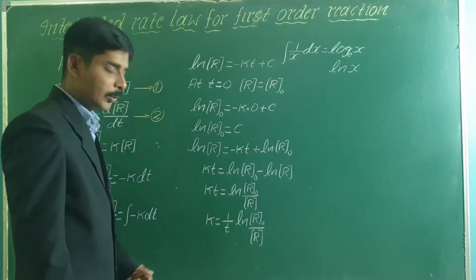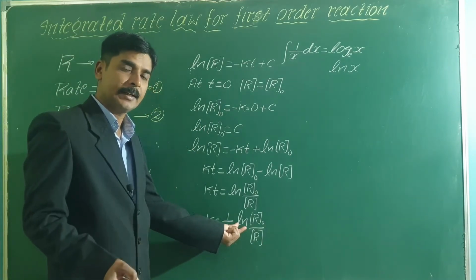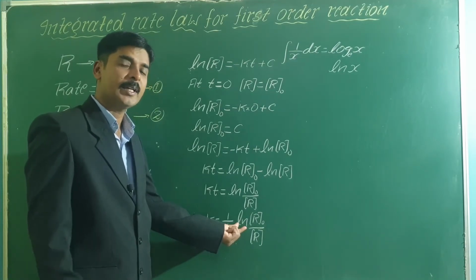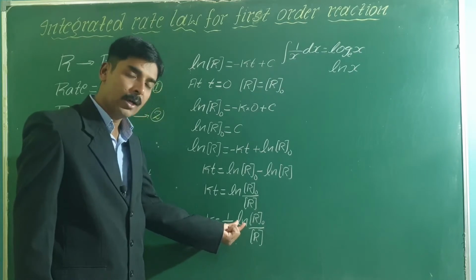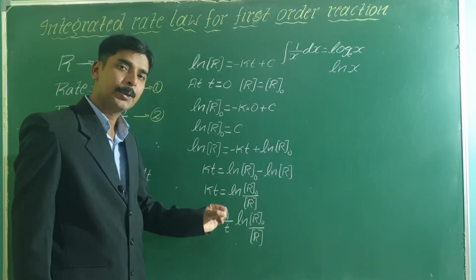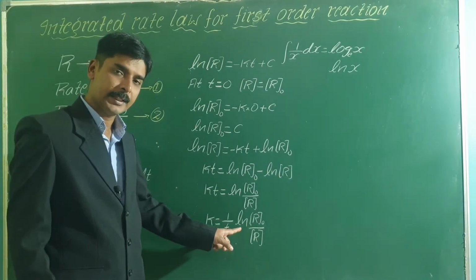Now to convert log base e to log base 10. Log base e is natural logarithm. Log base 10 is the common logarithm. So to convert log base e to log base 10, we must multiply by 2.303. So let us convert this log base e to log base 10.